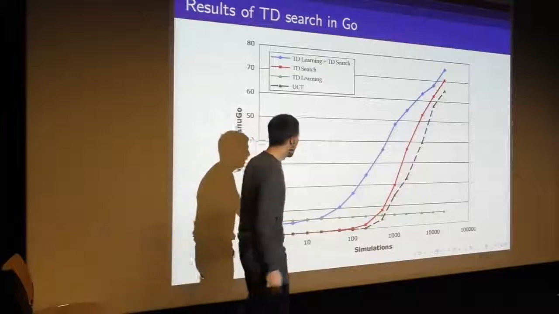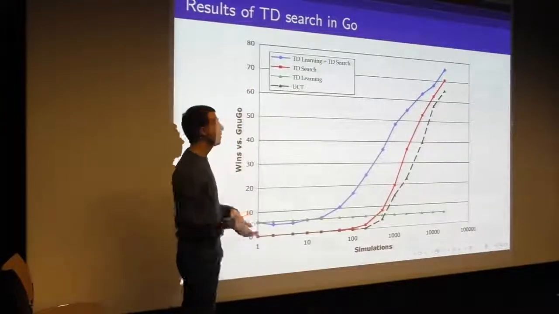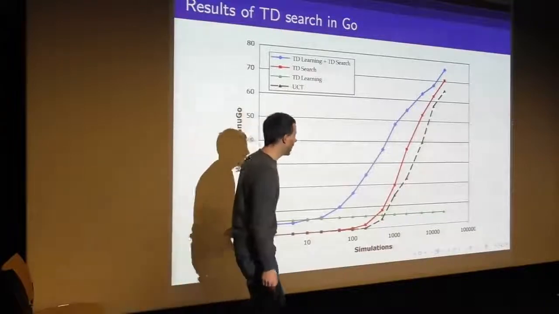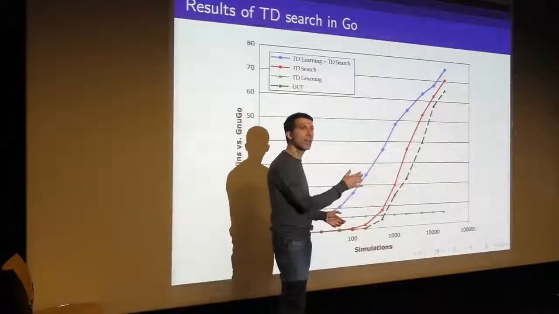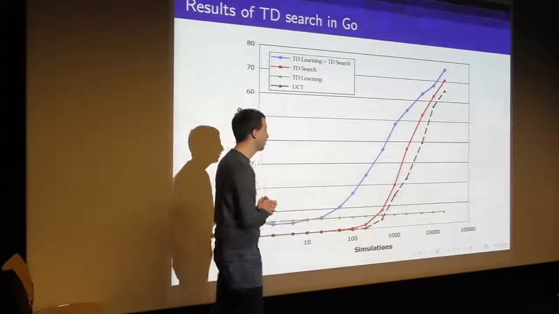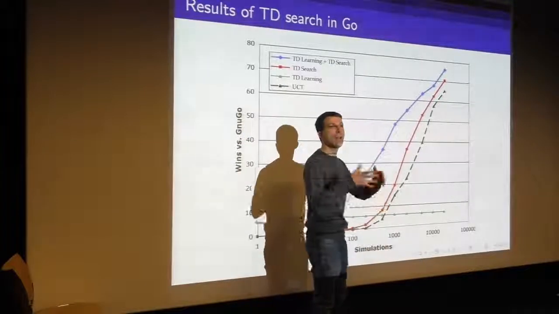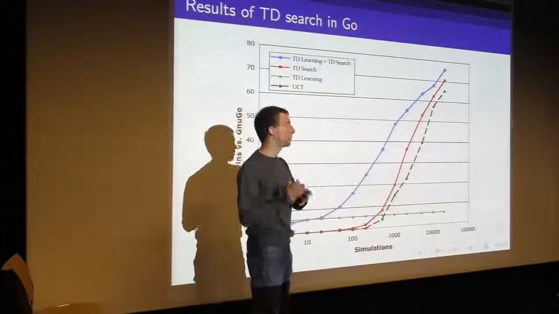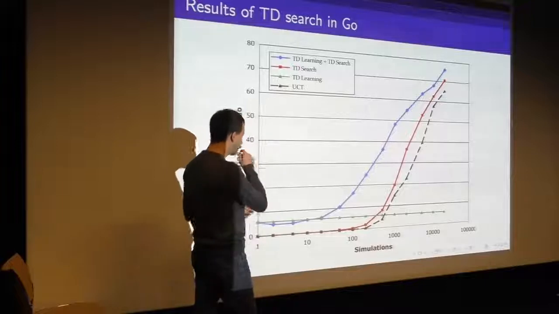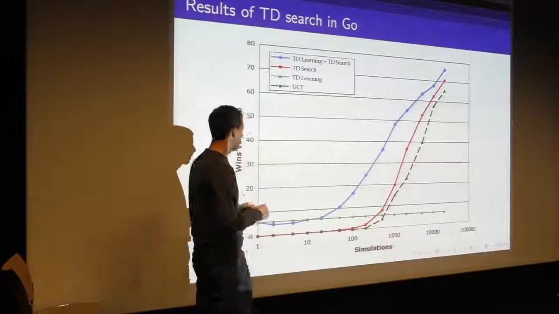So this y-axis now is the winning rate against a standard benchmark program called Nugo. This x-axis is how much thinking time we do, like the number of simulations that we run before picking an actual move. This dashed black line is Monte Carlo tree search, the effective method we looked at before. And now what we see is what happens if we use temporal difference learning instead of Monte Carlo learning.